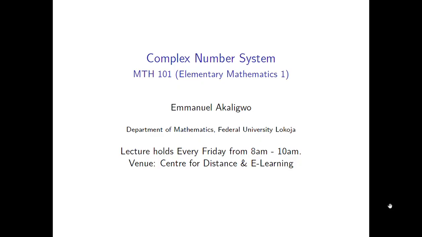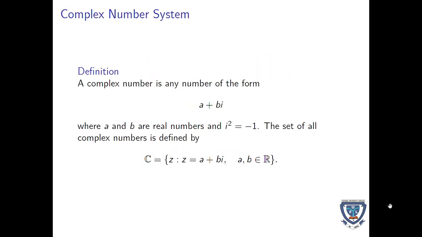Our topic for today is the complex number system. We shall begin with our definition. A complex number is any number of the form a plus bi, where a and b are real numbers and i squared is equal to minus 1.